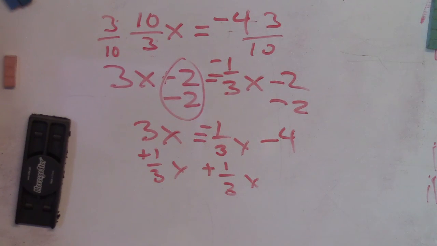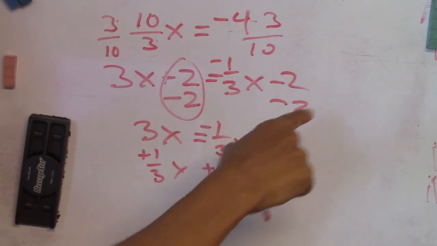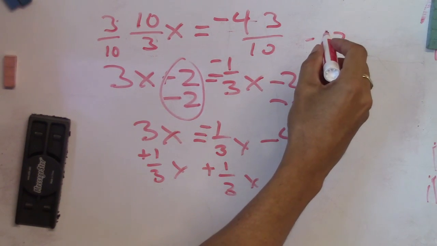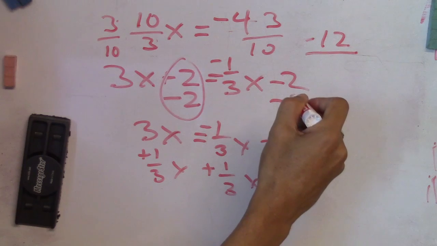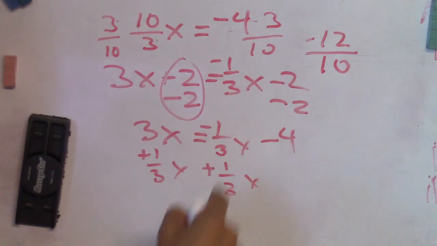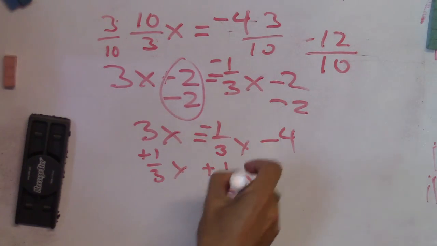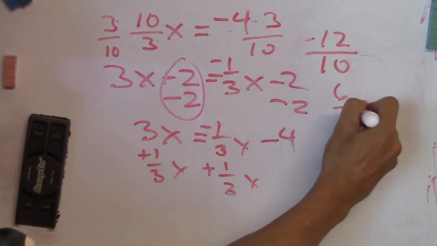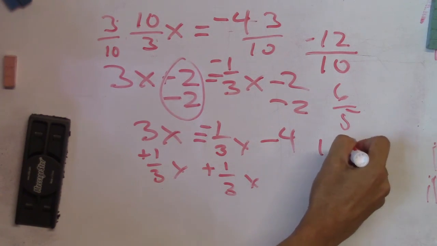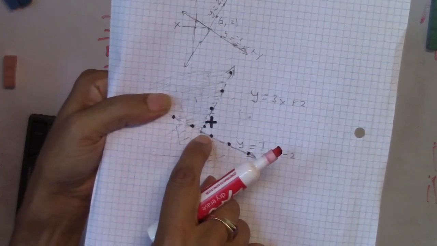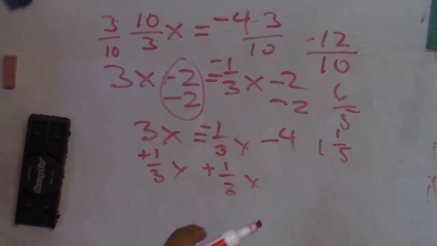And now what do I have? This is getting ugly, but I have room over here. I have negative 12 over 10, which is the same thing as 6 over 5. So x is going to be, I'm just reducing, 6 over 5, and that's the same as 1 and 1/5. You can see that it doesn't come out nice and even, but you're a big boy, you can handle it.